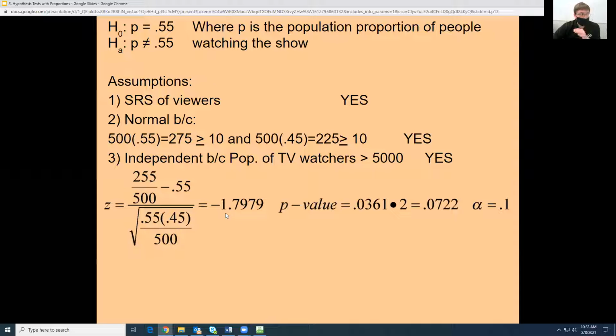All of this into the calculator, however you want to type it is fine. Just watch your parentheses and stuff. You should get negative 1.7979. So do we do okay there?